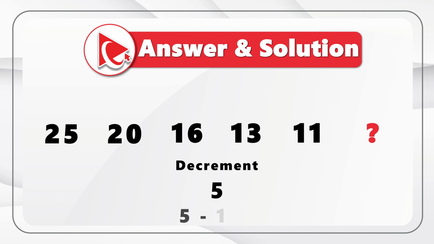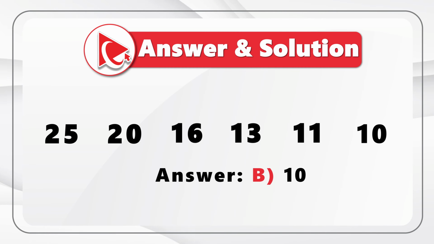Then we decrease decrement by 1, and the decrement becomes minus 4. 20 minus 4 equals 16. 16 minus 3 equals 13. 13 minus 2 equals 11, and 11 minus 1 equals 10. So the correct answer here is choice B, 10.